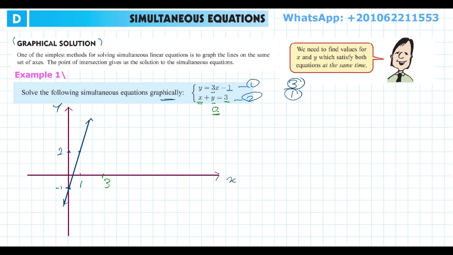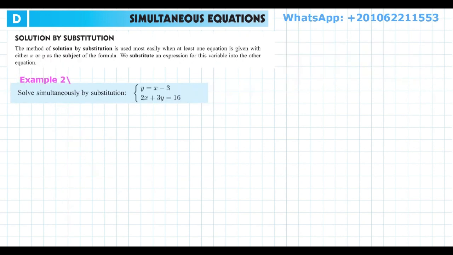What about the y-intercept? When x equals 0, y should equal 3. This is the second point. Now you need to link between them. Notice that the intersection point will be the solution. This is the intersection point, which will be 1 and 2. Then 1 for x and 2 for y. And this is the first method. What about the second one?